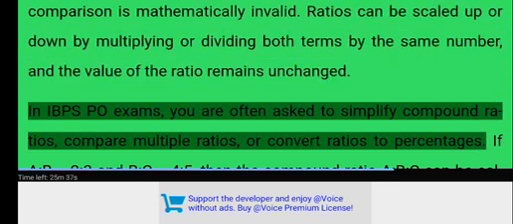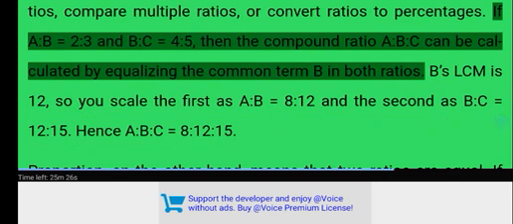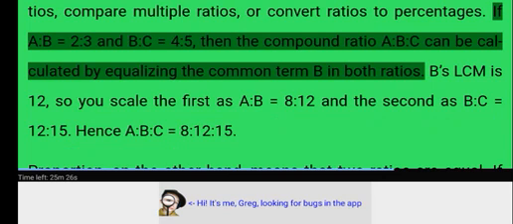In IBPS PO exams, you are often asked to simplify compound ratios, compare multiple ratios, or convert ratios to percentages. If A:B equals 2:3 and B:C equals 4:5, then the compound ratio A:B:C can be calculated by equalizing the common term B in both ratios.